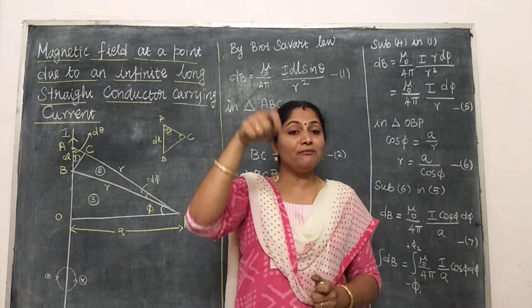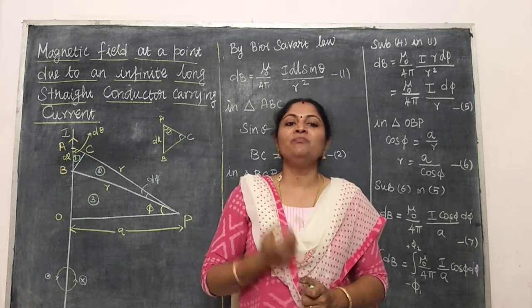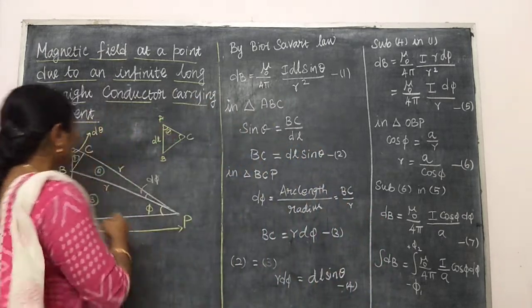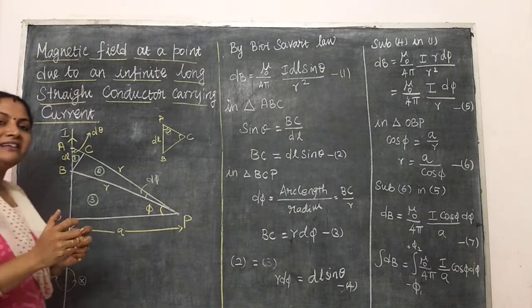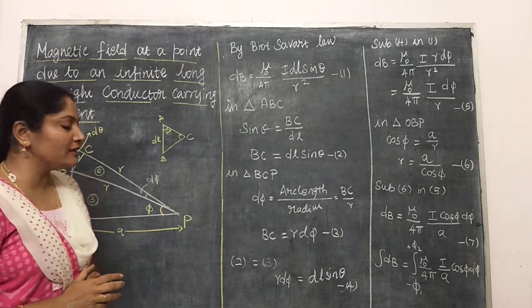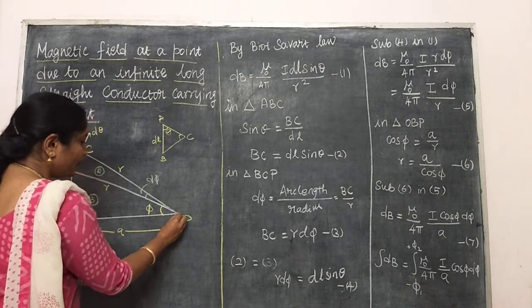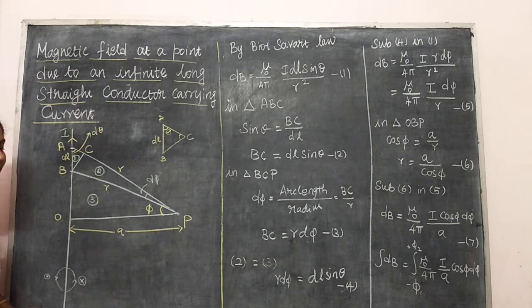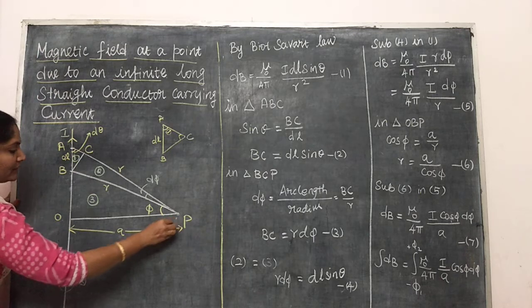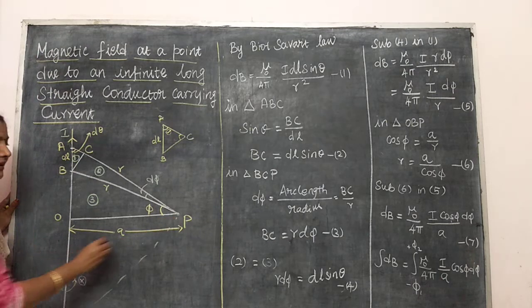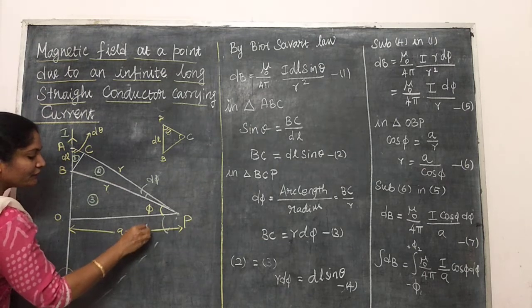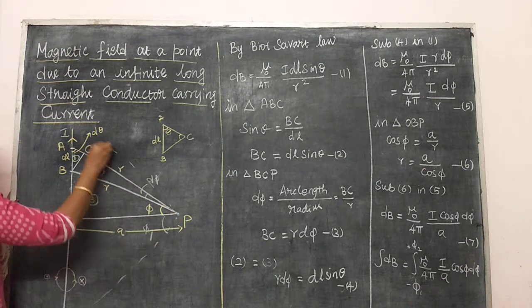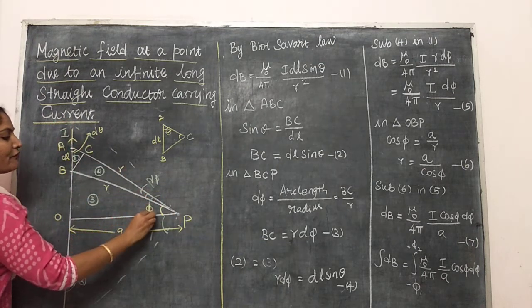Then we have to integrate this equation. Before integrating, let us consider how much angle the ends of the wire produce at the point P. From the point P, we join a line to the end of the wire. It is an infinitely long straight conductor, so I have drawn dotted lines. This angle is taken as phi 1. Similarly this angle is taken as phi 2.